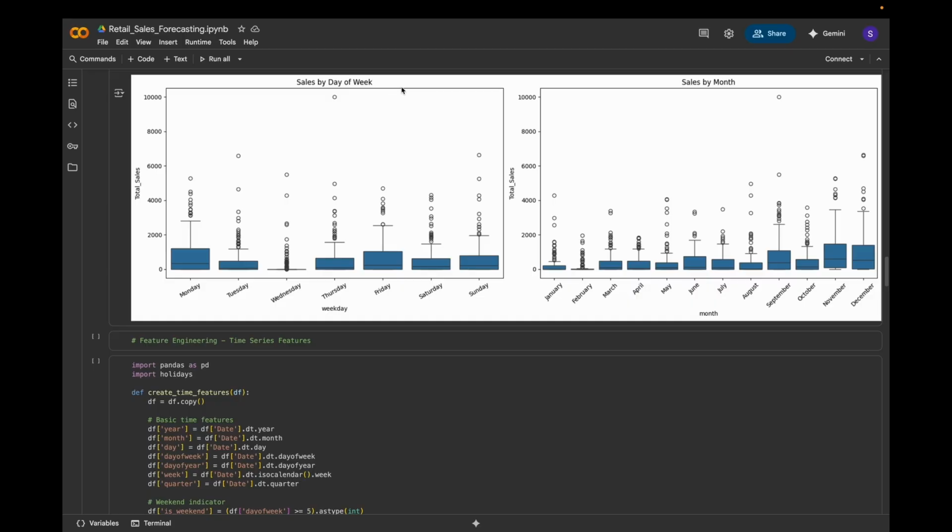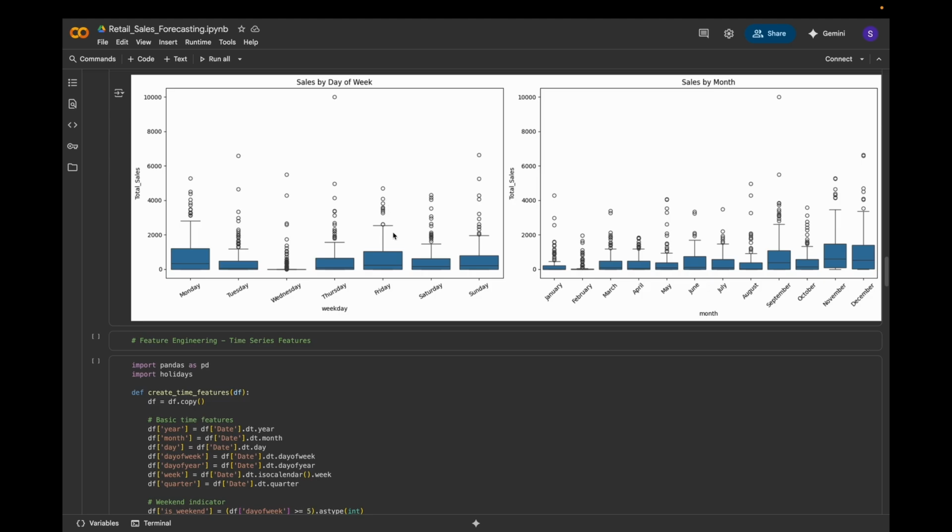So sales by day of the week and sales by month. So over here we can see that Mondays and Fridays have a slightly higher median, and have more extreme outliers, while Wednesdays have a lower median and lower outliers, as it's the middle of the weekdays. So basically, people are pretty busy as compared to the days of Mondays and Fridays.